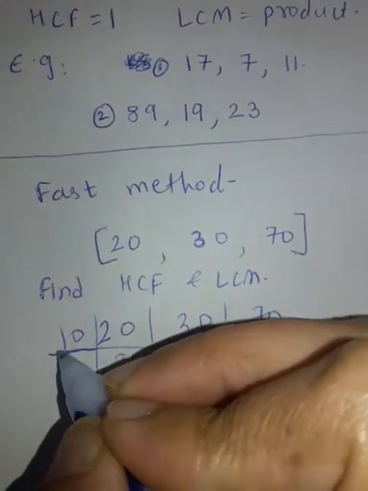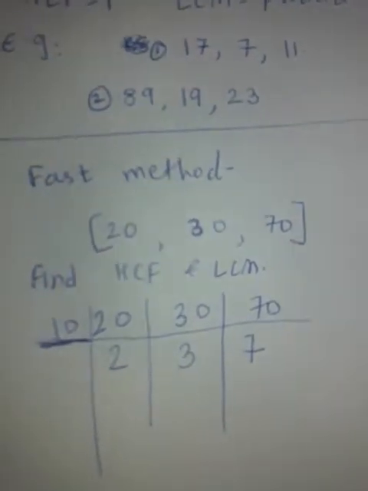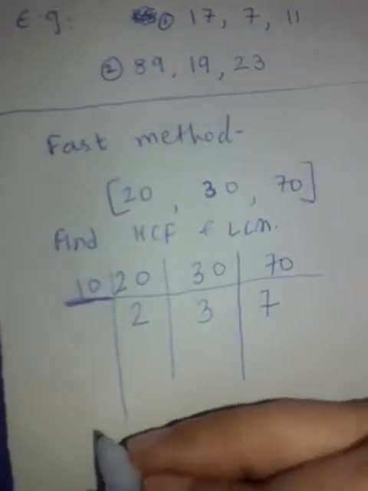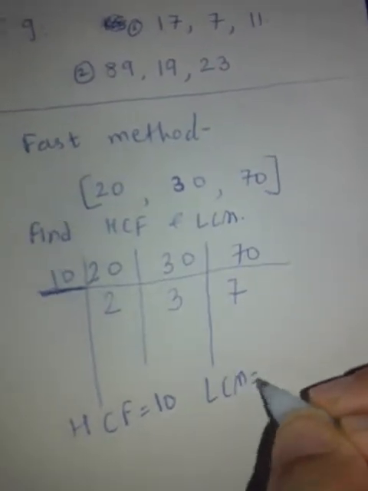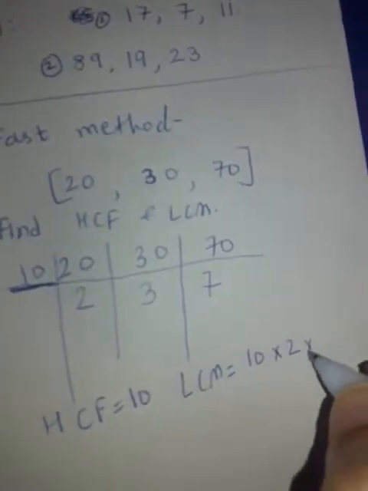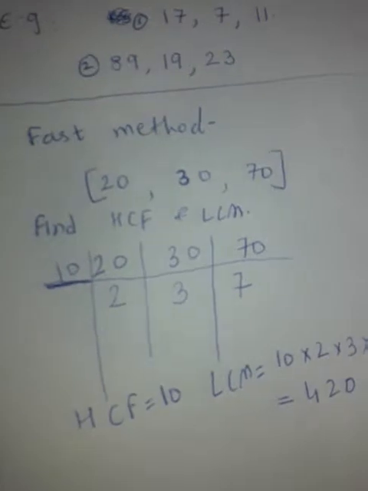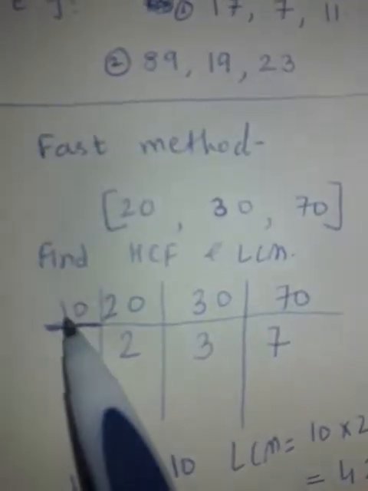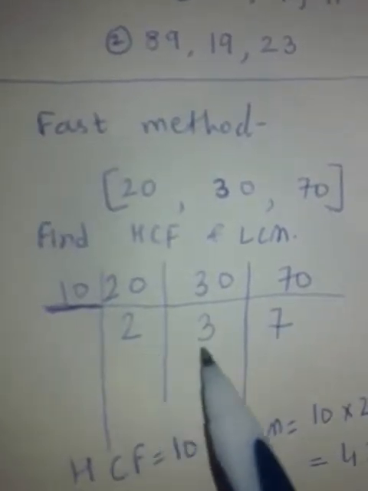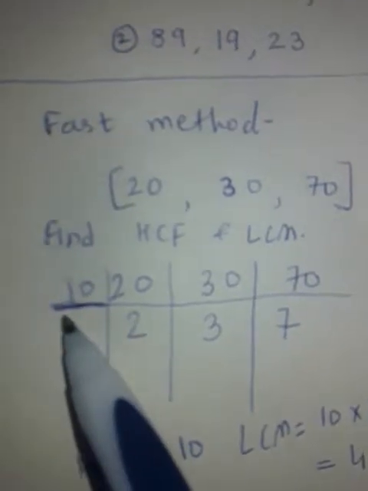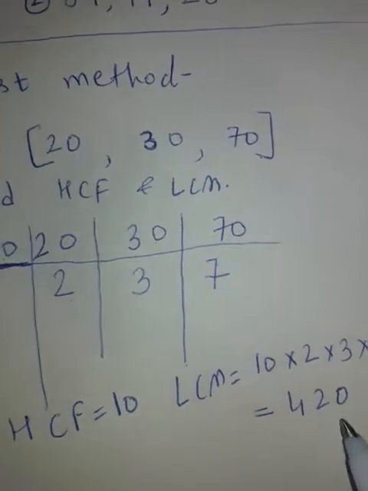This vertical side becomes your HCF, and the product of this vertical side and this horizontal side becomes your LCM. So HCF is 10 and LCM is 10 into 2 into 3 into 7. That becomes 420. So what did we do? We found common factors until there was no common factor between all of them, neither two of them. Then we stop here. This vertical becomes HCF and this vertical into horizontal becomes LCM.